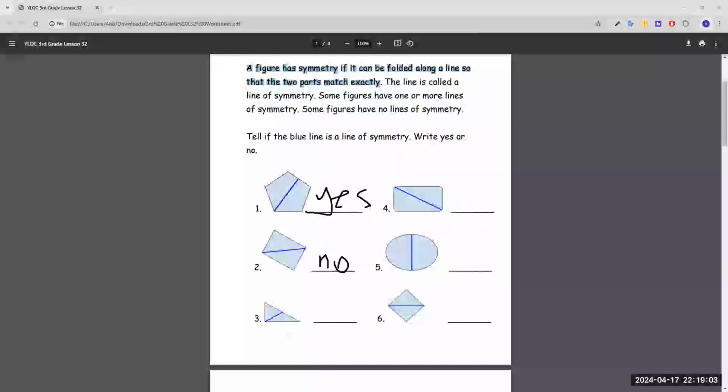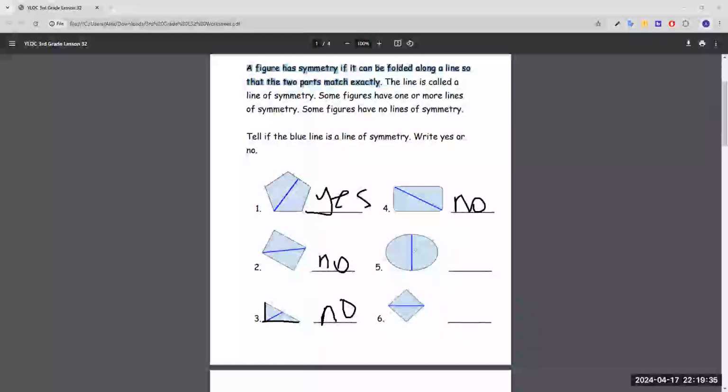Now, number three, we have a right triangle, but we can see here that this line is way longer than that line. So if you were to fold it along that line, then this part would overlap this part, which means it is no. Now, number four, same concept as number two. Since it's a rectangle, it cannot have a line of symmetry.